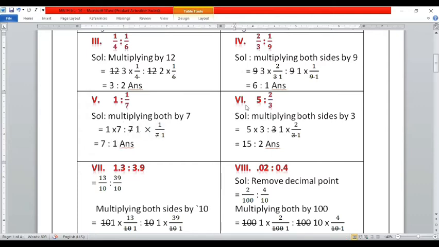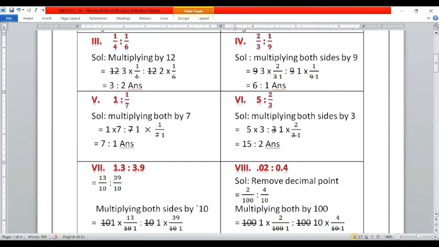Here is part number 6. Dear students, 5 ratio 2 over 3. Similarly, I will multiply here. I want to cancel 3, and here I want to cancel 7. So I multiply both sides by 7. Here I want to cancel 3 in the denominator, so I will multiply both sides by the 3. 5 multiplied by 3, ratio 3 multiplied by 2 over 3. Here 3 will be cancelled one time, here 3 also cancels one time. 1 times 2 will come 2. Here 5 times 3 will come 15.